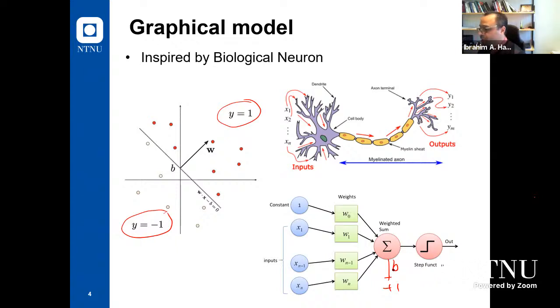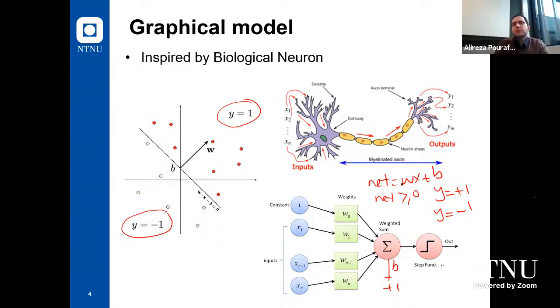So your model is simple. I mean, it's one line. If you want to write code for it, it's just simple. We can just say net equals omega x plus b, vector multiplication. And after that, if net is greater than or equal to 0, the output will be plus 1. Otherwise, the output will be minus 1. So the model is very, very simple. But how can we start?